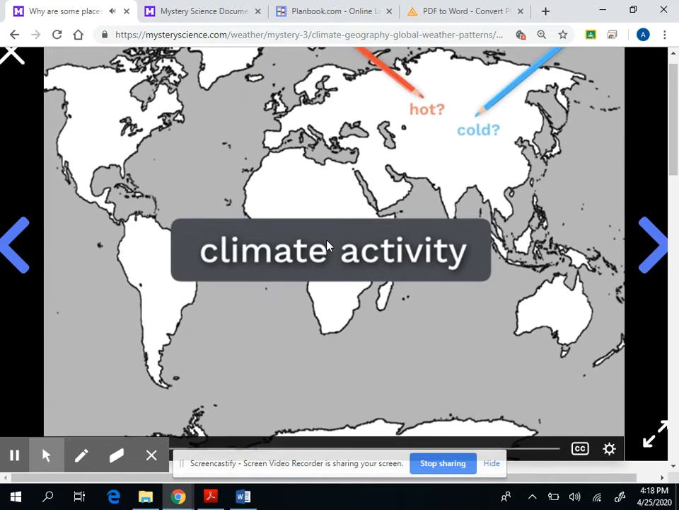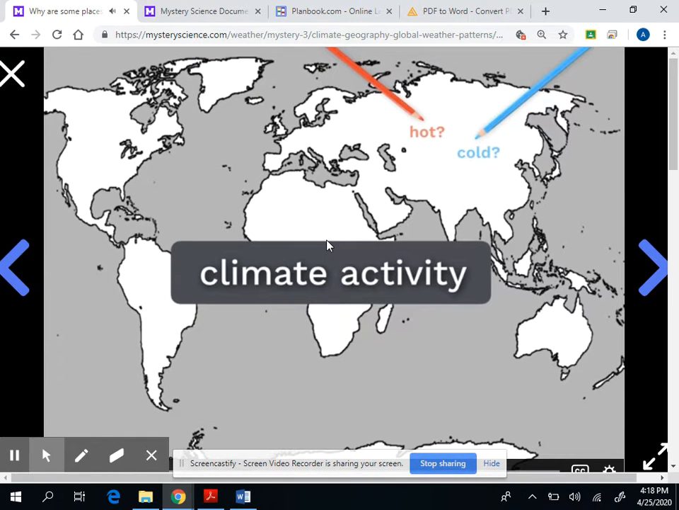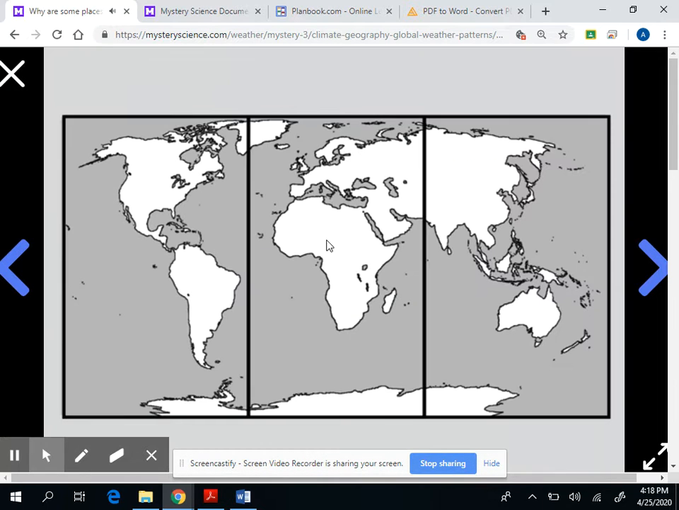Cold, and everything in between. What are the different kinds of climates on Earth, and where can you find them? Here's the world map you'll use.